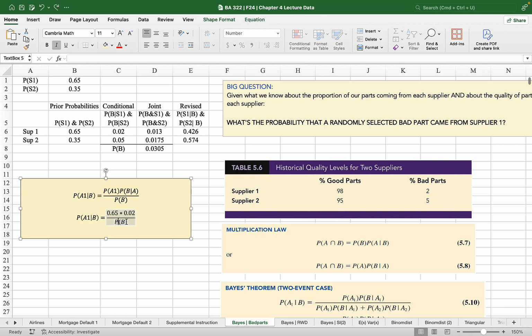I will try that again. 0.0305. Otherwise known as 0.426. There we go, we implemented it in Excel. Happy calculating.